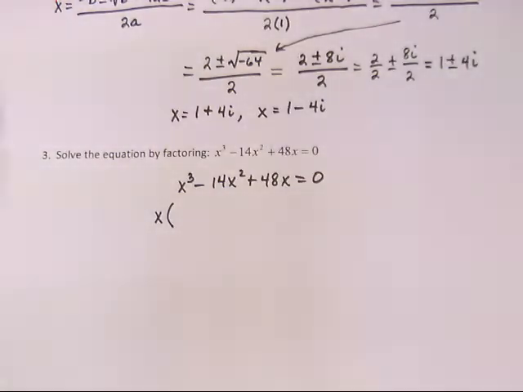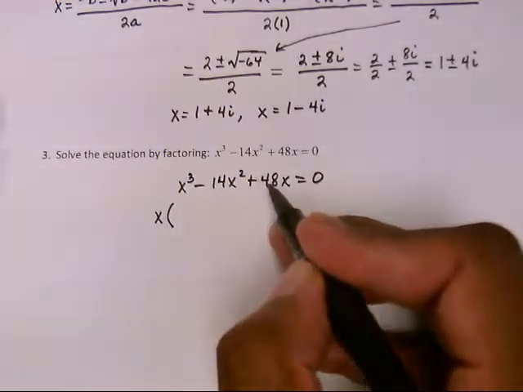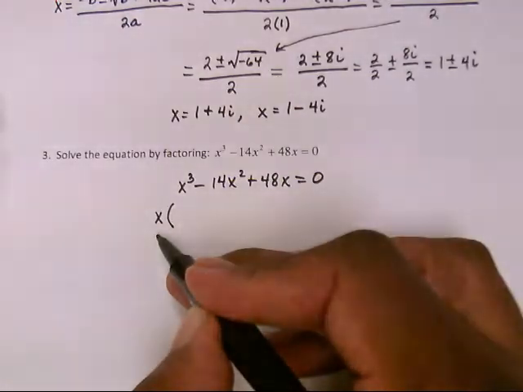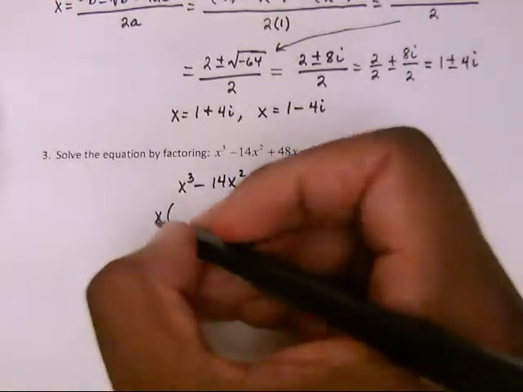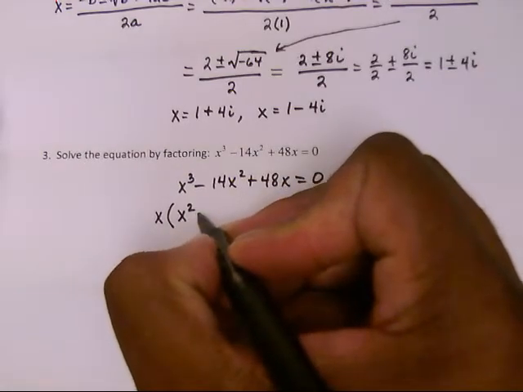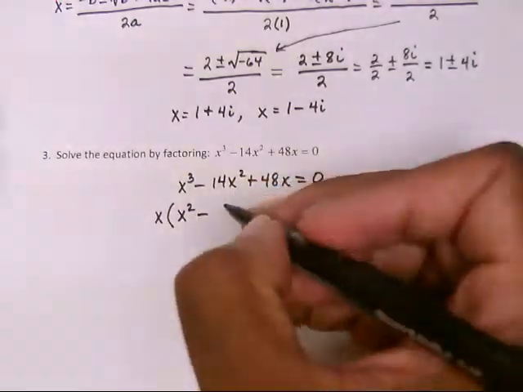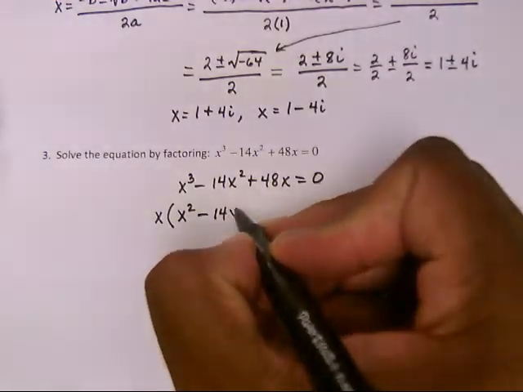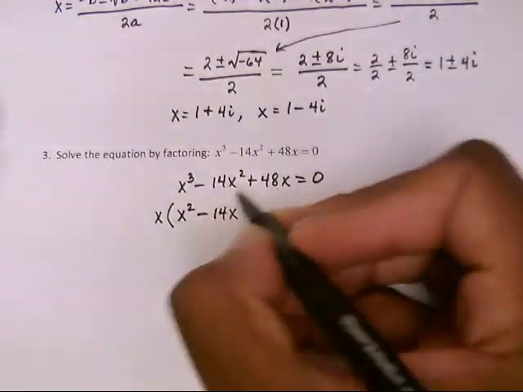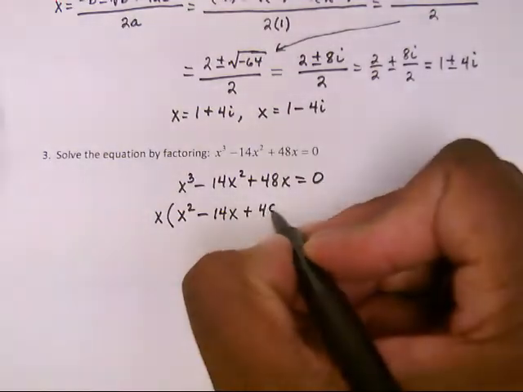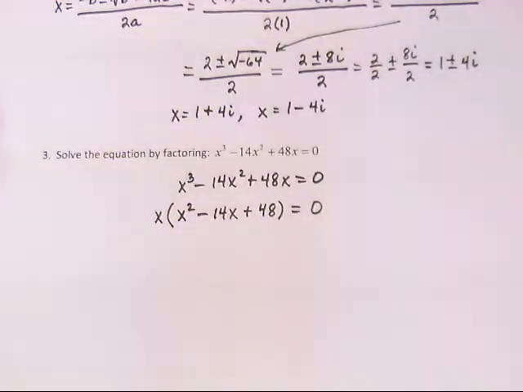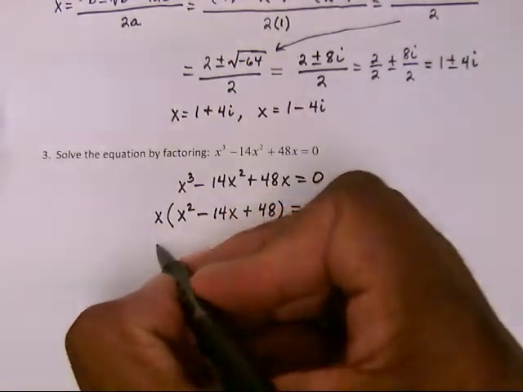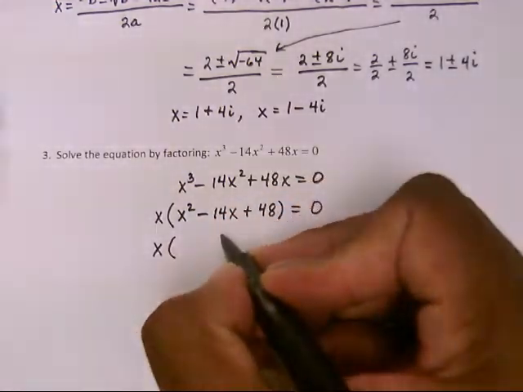Now to get what's inside the parentheses, I'm going to divide each and every term by that common factor of x. So x cubed divided by x is x squared, minus 14x squared divided by x, that will be 14x, plus 48x divided by x, that would be 48, equal to 0. And then we're going to factor that x squared minus 14x plus 48 into 2 binomials here. So I'll bring down the x.